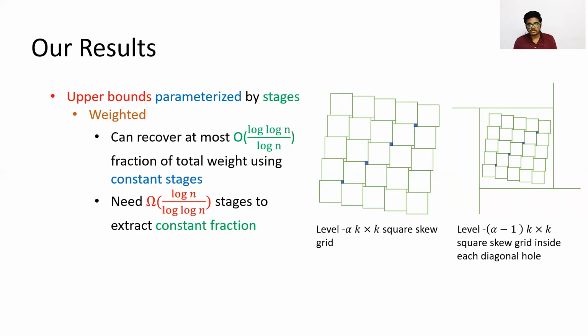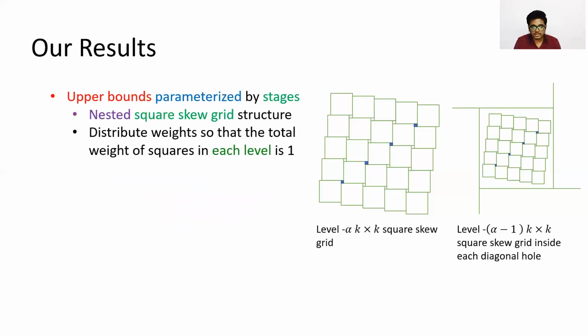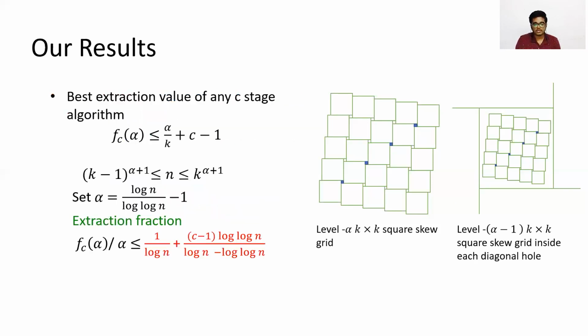So we prove these upper bounds. If you're using constant stages, you can extract at most an order log n / log n fraction. You need this many stages in order to guarantee a constant. For the unweighted case, we have similar bounds and a similar construction. Not exactly similar, a little different, but yeah, the same motivation. So this is the extraction fraction that we get.